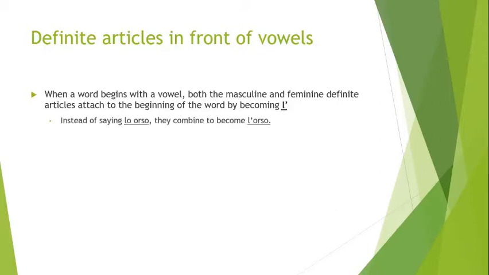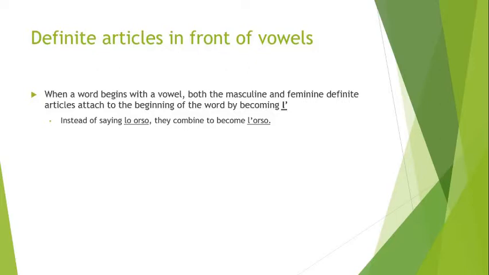So like orso, which means bear, right? It begins with an O, orso. It would be lo orso, but that sounds kind of weird to say. It's hard to say lo orso. So it just attaches and it just becomes l'orso. That's something that makes Italian beautiful. It's one of those things that makes it flow. The words connect, they run into each other, they're abbreviated, it makes it rhythmic, right?